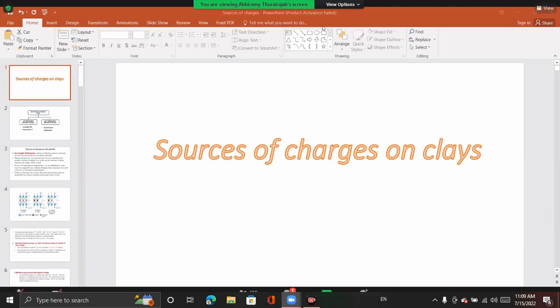Depending on the pH. pH dependent, pH independent. No, I'm asking how to classify the clay minerals. You are telling about the sources of charges, right? pH dependent and pH independent, we didn't discuss so far. So I'm asking how to classify the clay minerals.